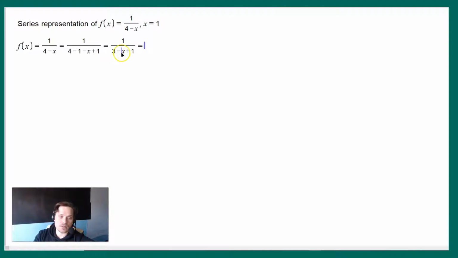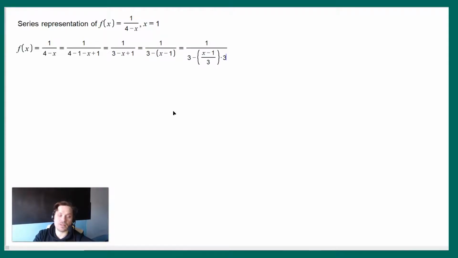Then from here, between negative x and positive 1, you pull out a negative 1. So it's going to be 1 over negative and then x minus 1. This is close, except we need to have a 1 in that position. So for that reason, I'm going to pull this out as follows. I'm going to put a 3 minus, and then x minus 1 over 3 times a 3 in here.